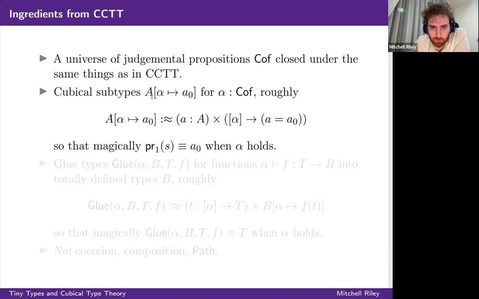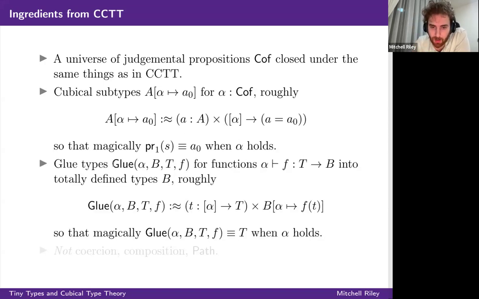If you haven't seen these before, this cubical subtype is roughly like a version of A where, whenever alpha holds, elements of this are exactly equal to A naught. So this is not something that we can reconstruct in the tiny type theory because it has this special judgmental property. And similarly, if we're going to have univalence in a fibrant universe, we're going to need to put in glue types. I don't see a way around this either, unfortunately.